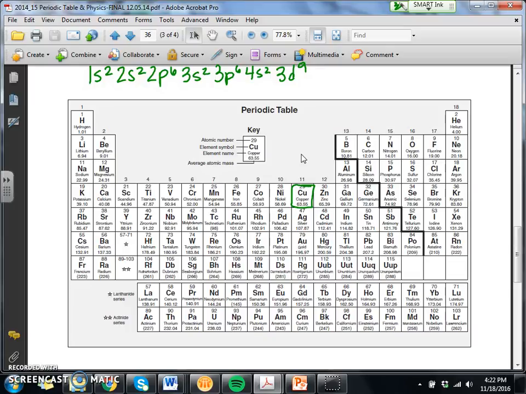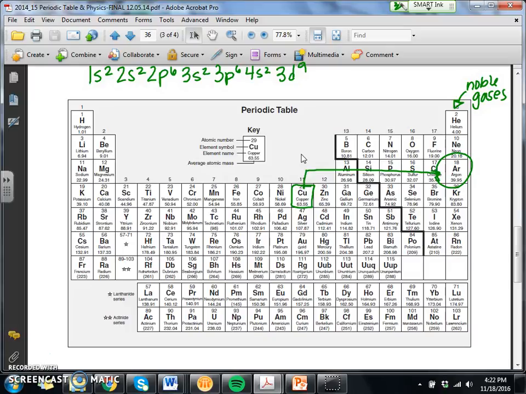Now, noble gases are in our last column, column 18. These are our noble gases. Now, for noble gas configuration, what you do is you figure out the one that's closest to us by going up and all the way to the right. So that means the noble gas closest to copper that still has less electrons would be argon.